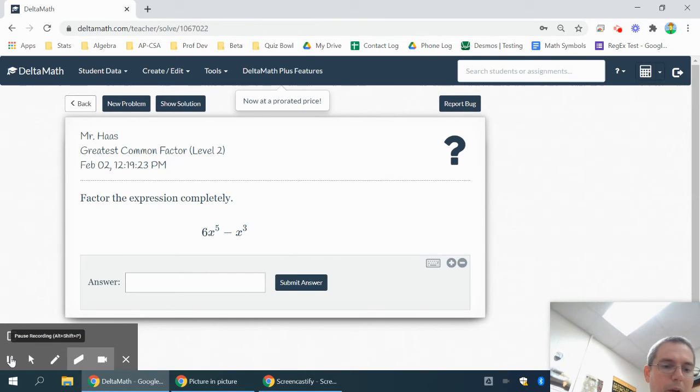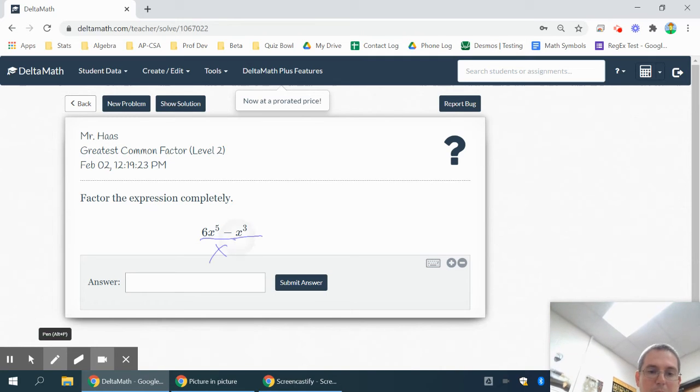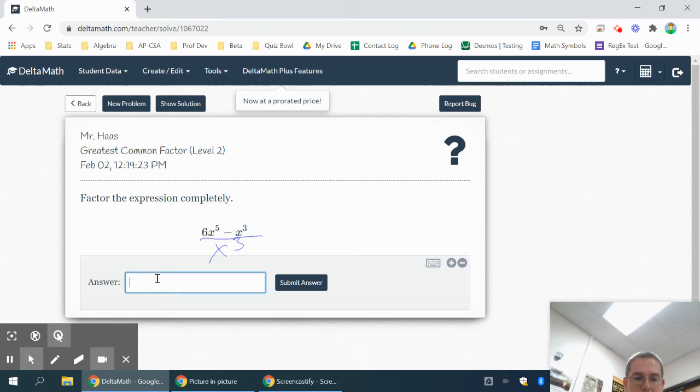You also have some greatest common factor problems. Remember, greatest common factor is just something that divides out of every term. So in this term, you should notice they both have an x to the third, so I can divide them both by x to the third. The way you'll type this in DeltaMath is you'll type your x to the third out in front.